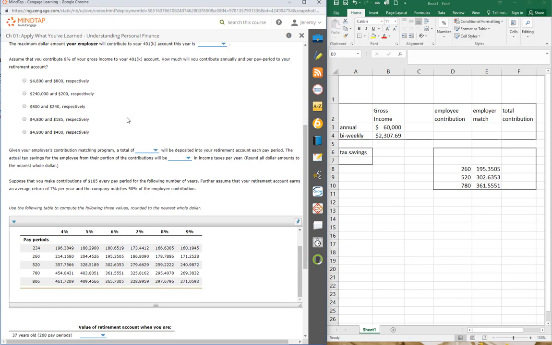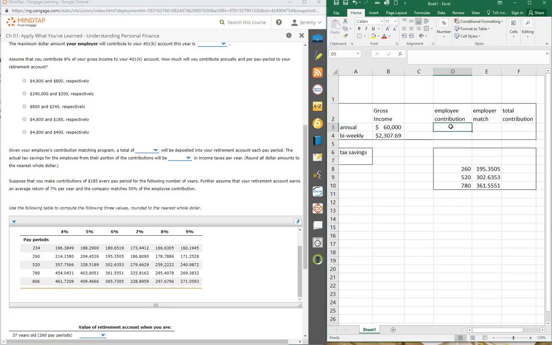Let's look on down. So we assume that I contribute 8% of my gross income to my 401k. How much will I contribute annually and per period to my retirement account? Well, there's two things here. One is the amount that I'm actually going to contribute, and then later on down we'll count in what the employer's contribution to that is too. So let's just see what I'm doing first.